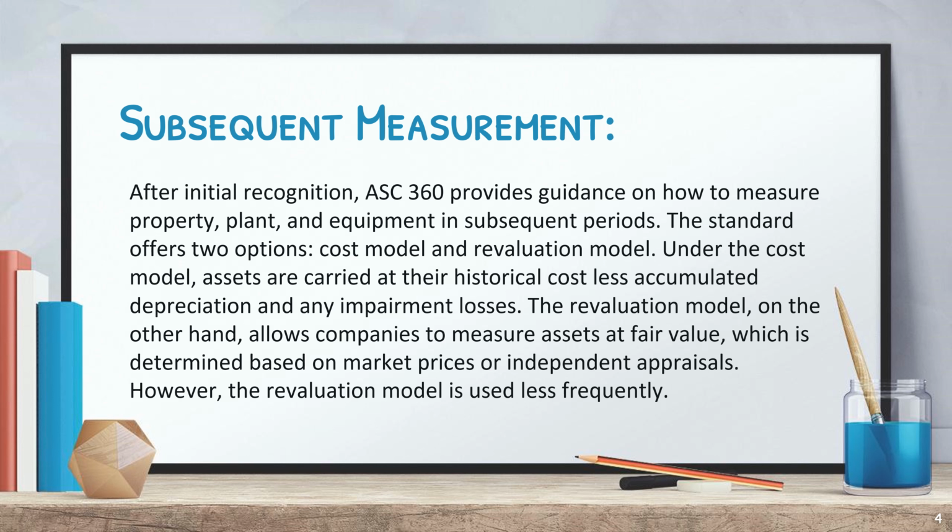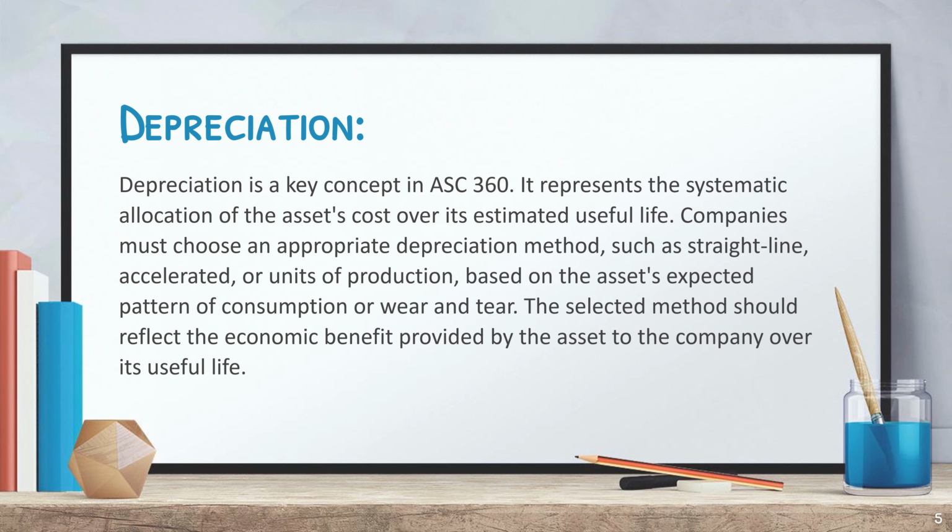After initial recognition, ASC 360 provides guidance on how to measure property, plant, and equipment in subsequent periods. The standard offers two options: cost model and revaluation model. Under the cost model, assets are carried at their historical cost, less accumulated depreciation, and any impairment losses. The revaluation model, on the other hand, allows companies to measure assets at fair value, which is determined based on market prices or independent appraisals. However, the revaluation model is used less frequently.